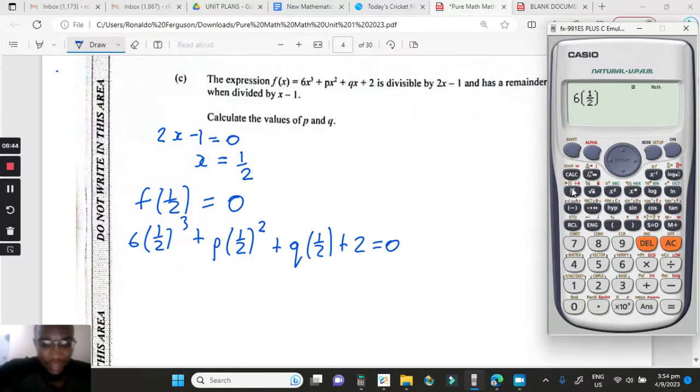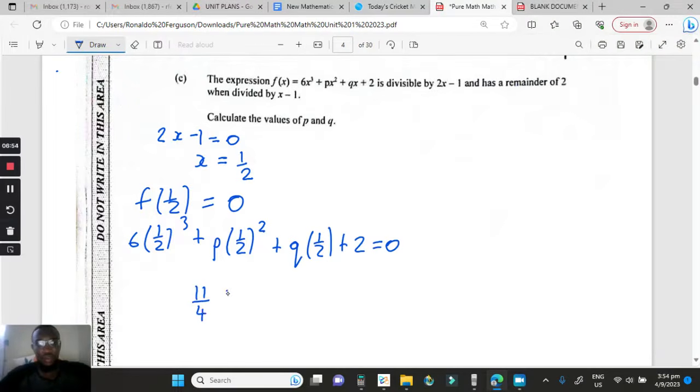Early days in the exam, you want to use a calculator to keep your brain fresh for when you reach Module 3. So in this case, we get 11 over 4 plus a half. When you square it, it is a quarter. Quarter times p is p over 4, plus q times a half is q over 2. That's equal to 0. Remember, add the 6 times a half.